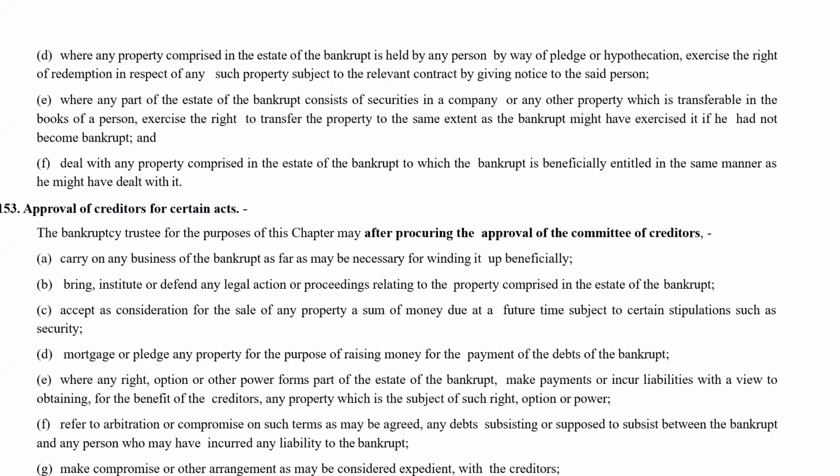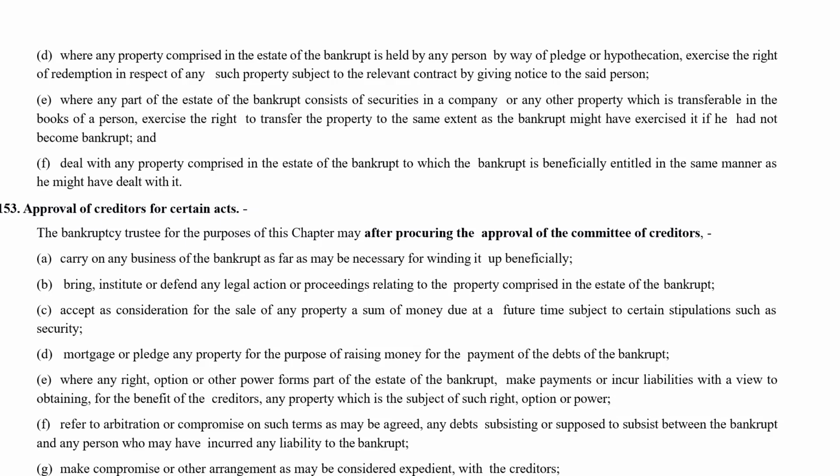So, we have seen that there are three sections, 150, 151, 152. So for all these three sections, there is only one section in liquidation, section 35. Something similar. 153, approval of creditors for certain acts. The bankruptcy trustee, for the purposes of this chapter, may, after procuring the approval of the committee of creditors, carry on any business of the bankrupt as far as may be necessary for winding it up beneficially.